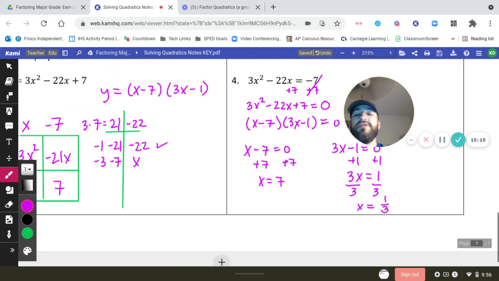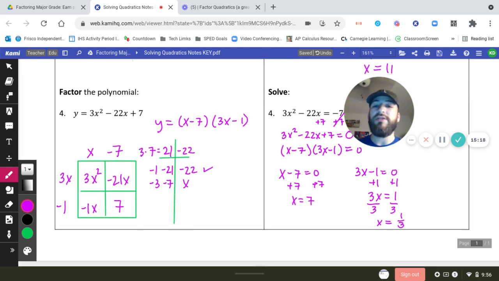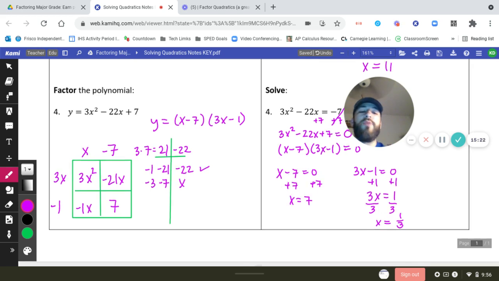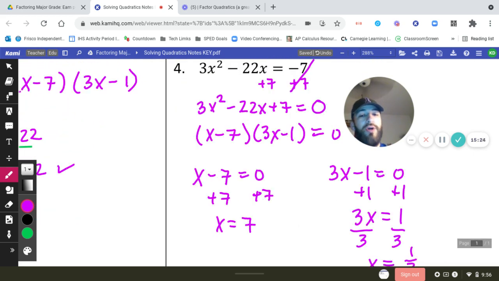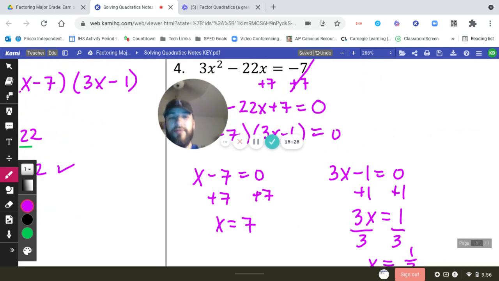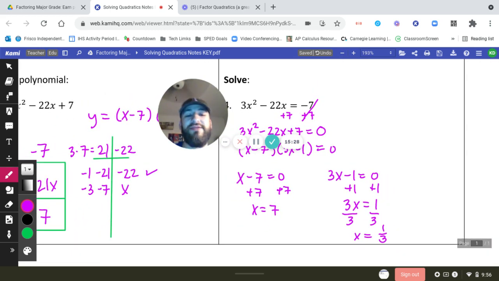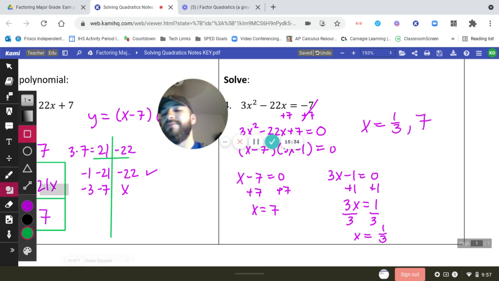Okay, so a little extra step. Anytime you have an a that is greater than 1, one of your factors is going to have a number in front of x, and you are usually going to end up with fractional solutions or values of x. So from here, our final answer is x equals 1/3 and 7.